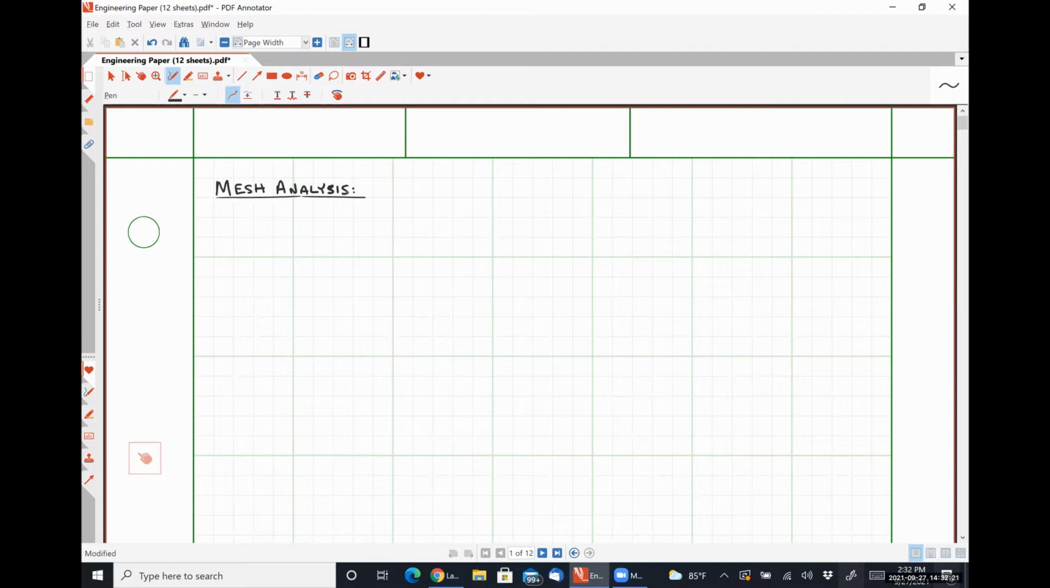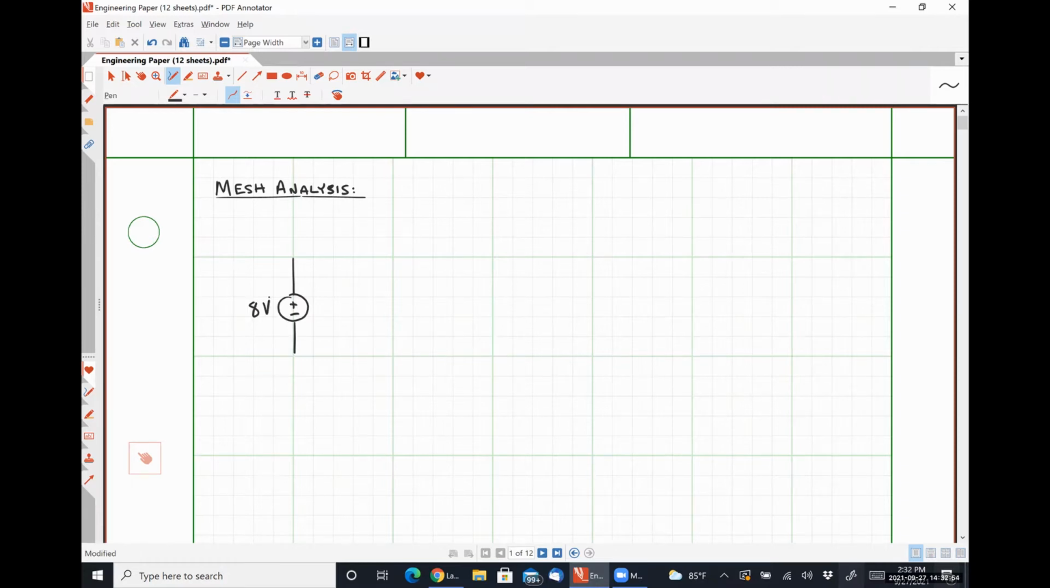So, if nodal analysis was solving circuits using multiple applications of Kirchhoff's current law, mesh analysis is simply solving circuits for all of their currents using multiple applications of Kirchhoff's voltage law, okay? So there's a similar order of steps and all that kind of good stuff. So let's start with the following problem.